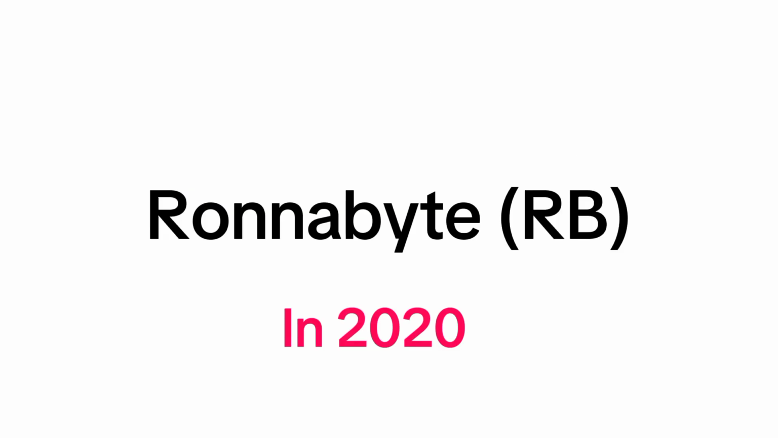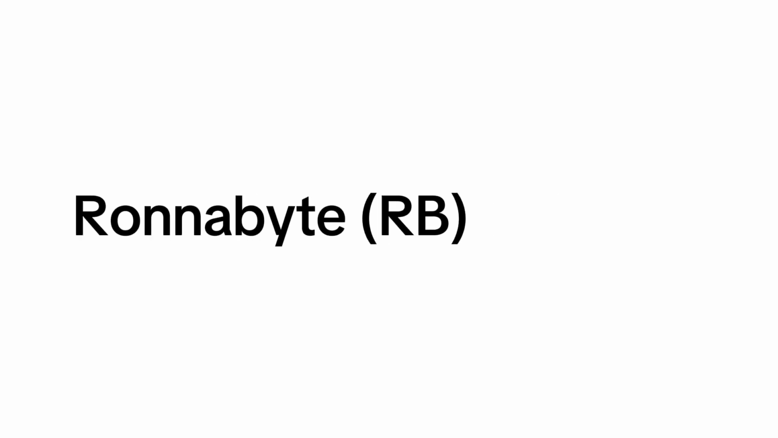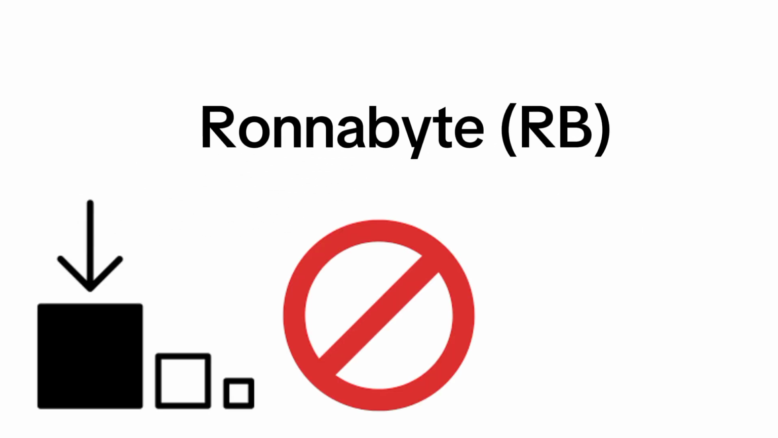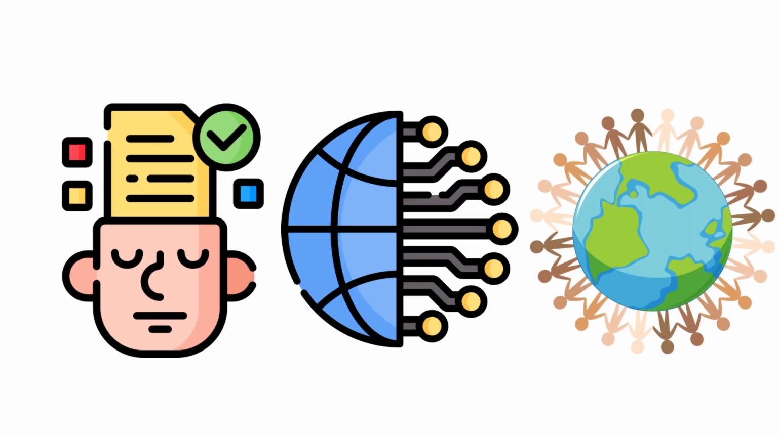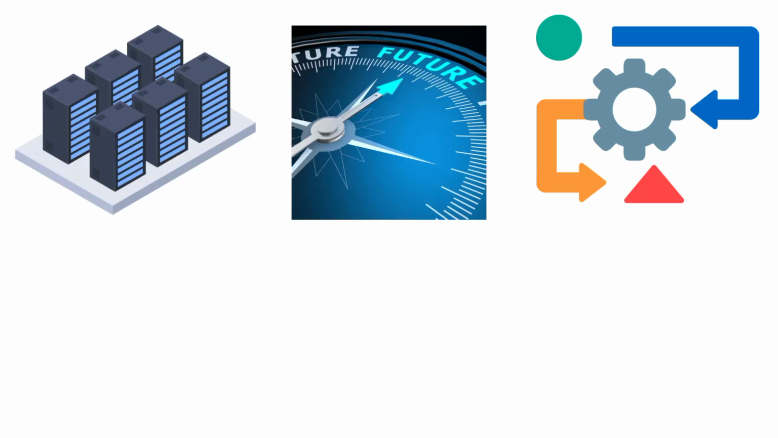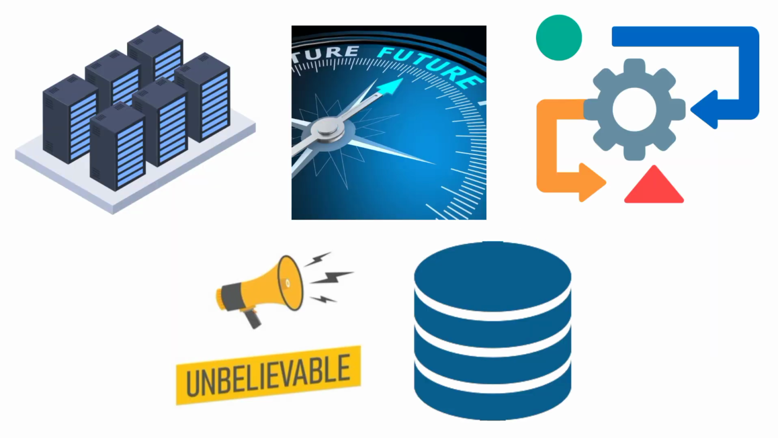Ronabyte. In 2022, the Ronabyte, RB, was officially introduced as 1,000 YB. That's a number so vast, it's almost impossible to visualize. To give some context, all the digital data humanity has ever created is still less than a single Ronabyte. It's a unit for the future, a way to measure unimaginable volumes of information.